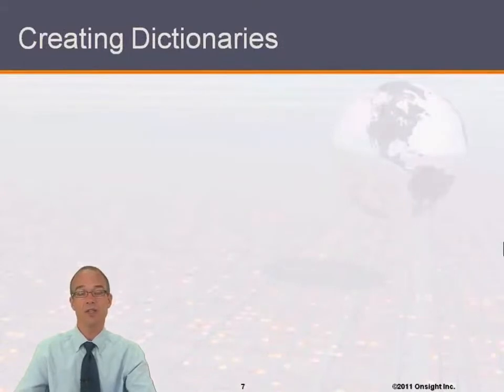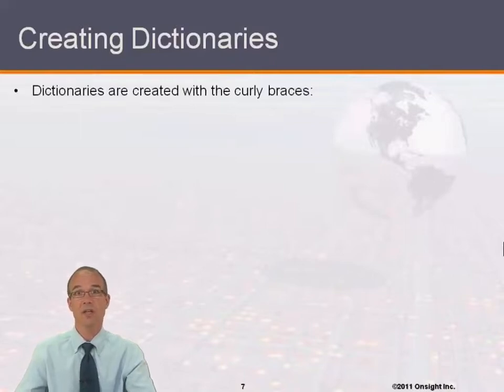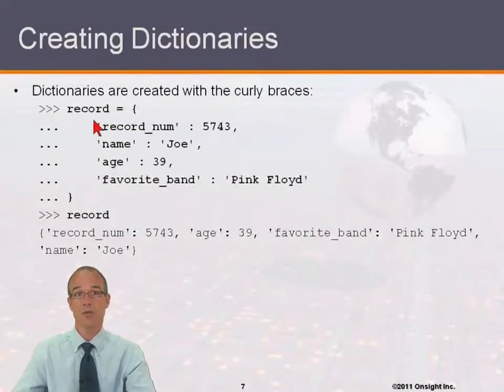So how do we create dictionaries? Let's think back. To create a list, we use square brackets. To create a tuple, we use parentheses. To create a dictionary, we'll use curly braces. Here's an example. We say record equals, and then open curly through close curly. The open curly through close curly surrounds the assignments of the keys and the values. The keys are the index strings, like record num, name, and age. The value is the value associated with that string.